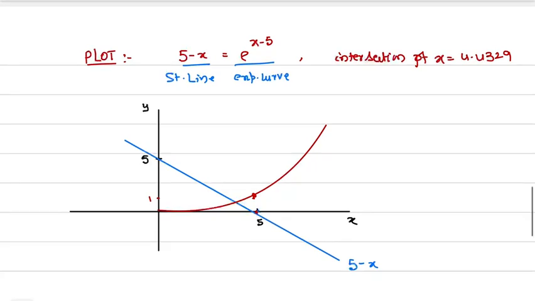Now, this is the point, this is another point, x is equal to 5. And both the lines intersect at a point called x is equal to 4.4329. They have intersected. These two. This is e to the power of x minus 5.